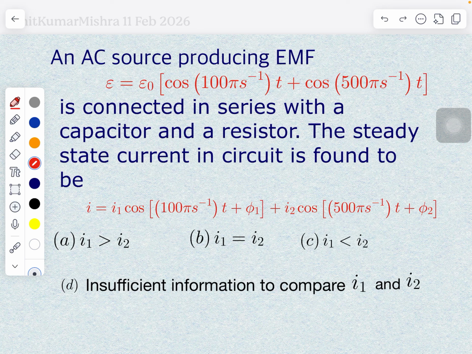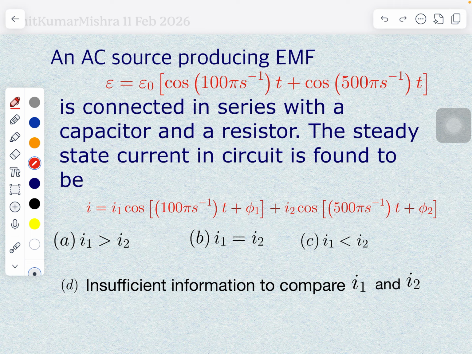Okay, the question asked by the student: an AC source producing EMF E = E0 (cos 100π per second t + cos 500π per second t) is connected in series with a capacitor and resistor, an RC circuit. The steady state current in the circuit is found to be I = I1 cos(100π per second t + φ1), the phase difference, plus I2 cos(500π per second t + φ2), the phase difference.